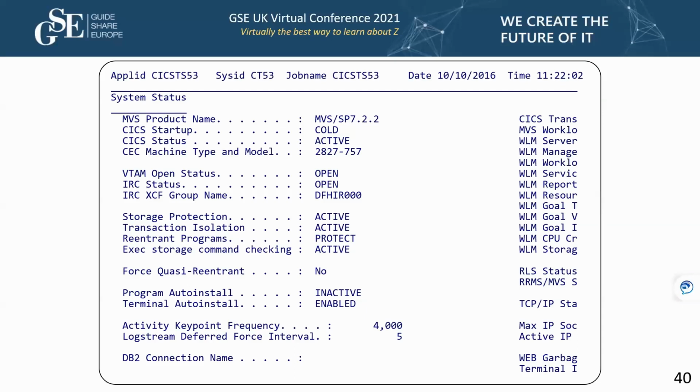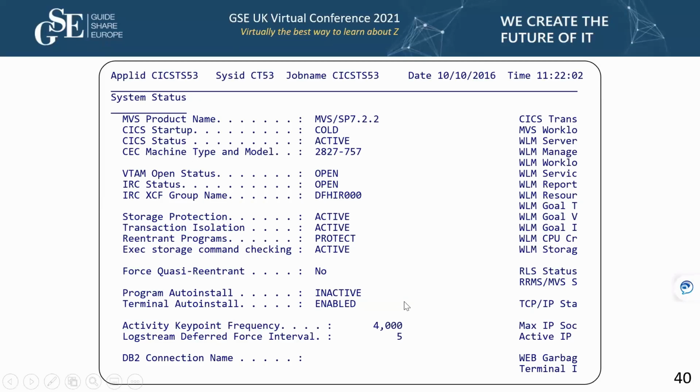So I've actually done it in production to get better data, and it'll show you some of the setup values within your system. So you could see some system status values. I cold started today, right? VTAM was open, thank goodness. Storage protection is active. Rent programs is set to protect. And again, this unfortunately is a page that you'll have to scroll to the right with PF11 unless you have your screen size set to 133 lines. I can see things like activity key point frequency, log defer interval, and so on. So I can actually take a look at the system status.